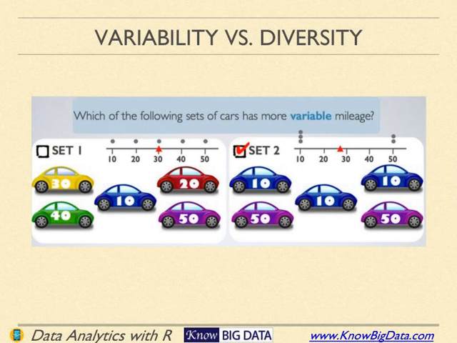The most variety, the diversity, is here, correct? Because of 10, 20, 30, 40, 50. But the variance is on this side, because the 50s are at the extreme right. If you compute the standard deviation, it will be higher for this and lower for that, because the values are spread out. Make sense?